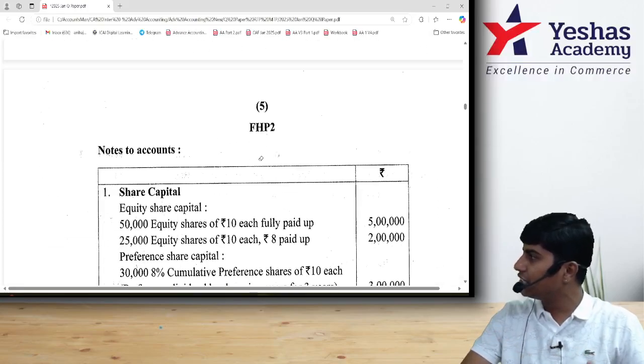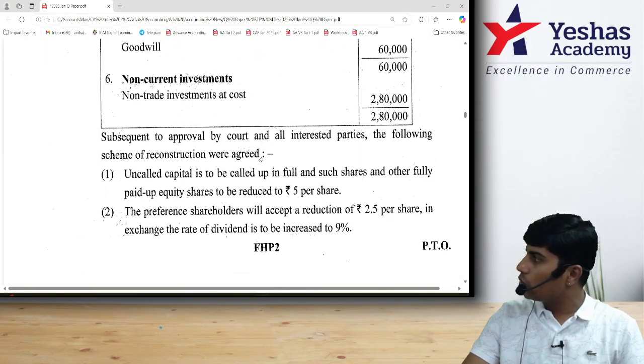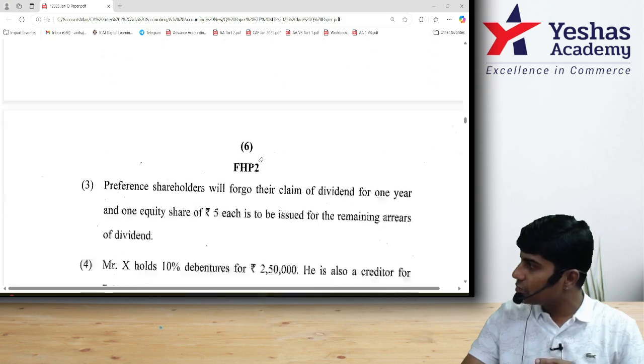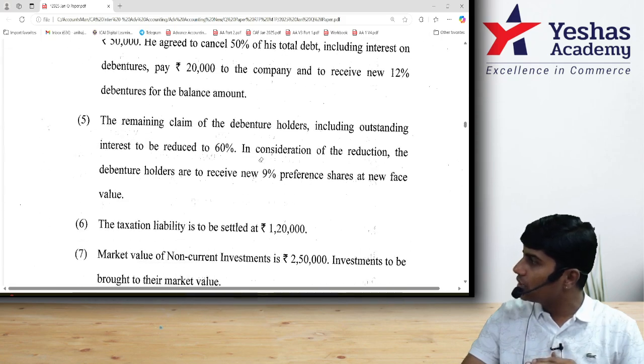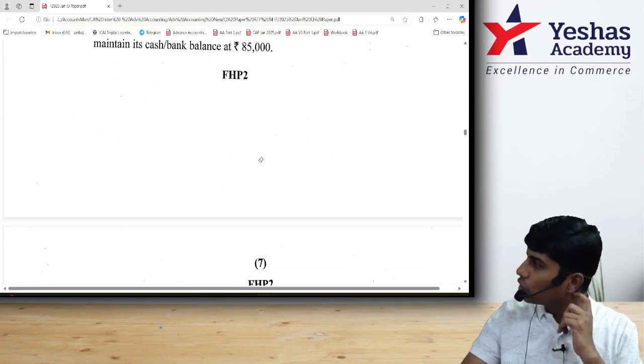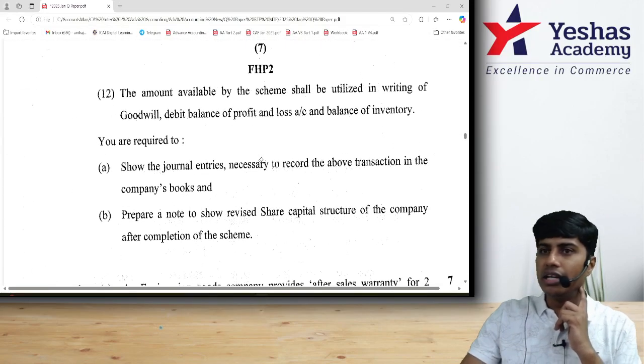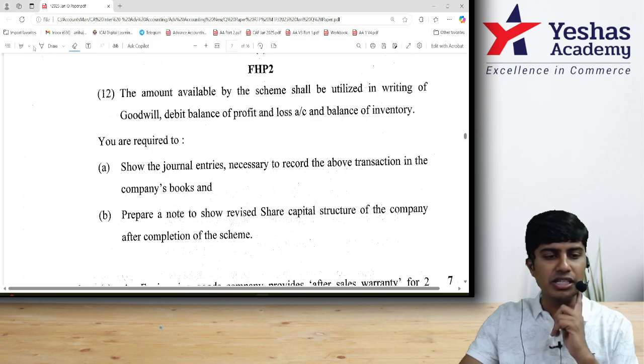First page they have given the balance sheet. Second page, notes to accounts. In the second page they start with adjustments. They have given adjustments throughout in the third page, and the fourth page is where it ends. Let's see at the end of the fourth page what they have asked us to do.